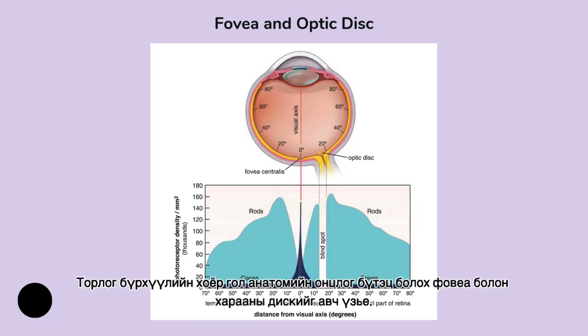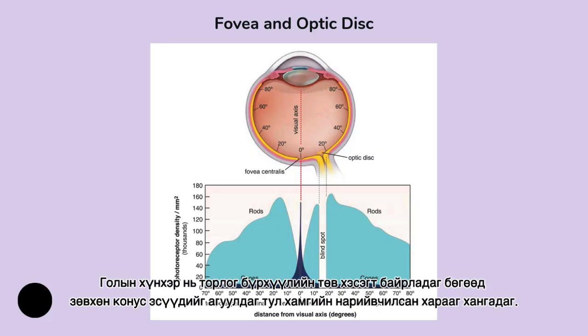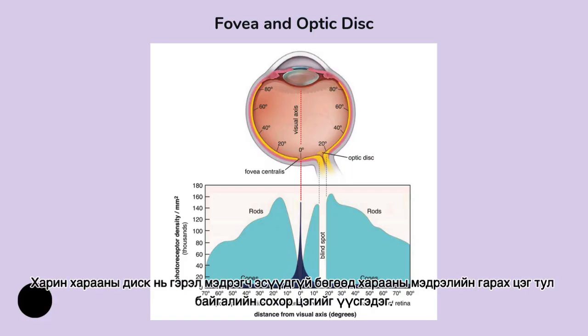Let's look at two key anatomical landmarks of the retina, the fovea and the optic disc. The fovea is located at the center of the retina and contains only cone cells, providing the sharpest vision. In contrast, the optic disc lacks photoreceptors and serves as the exit point for the optic nerve, creating a natural blind spot.